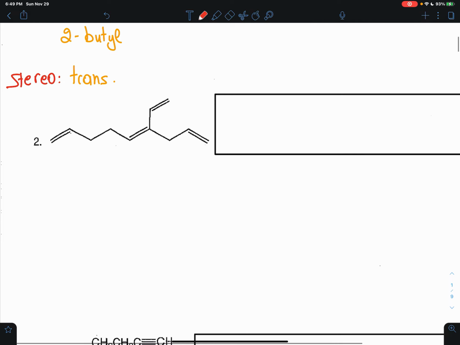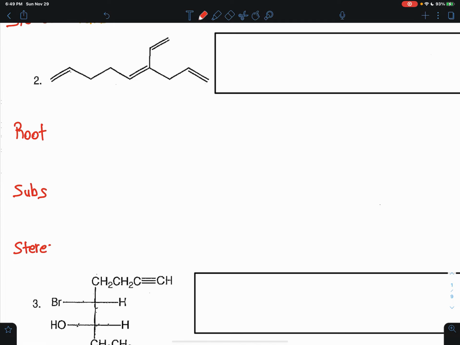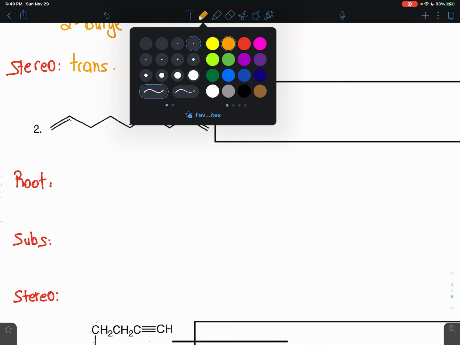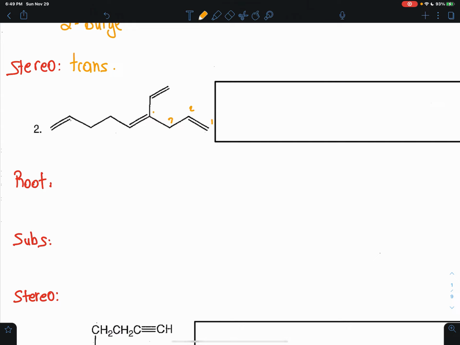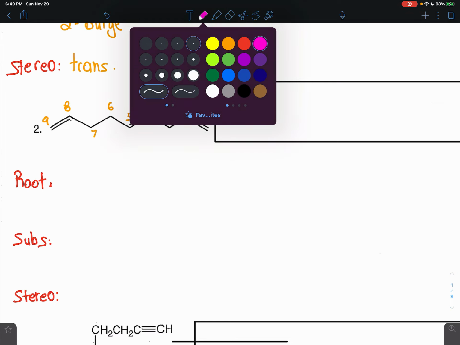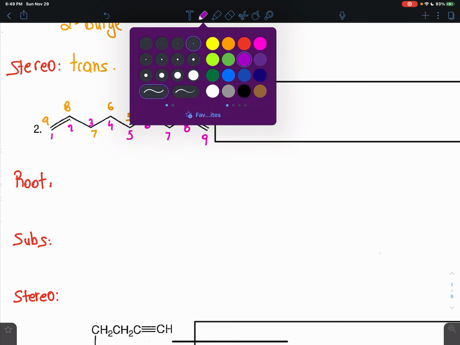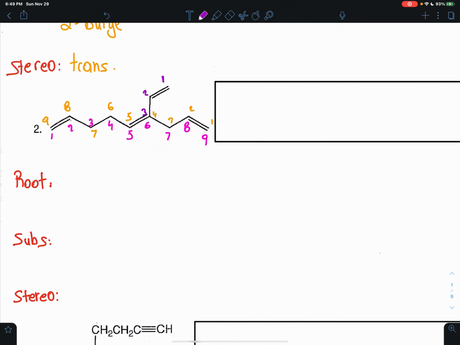So anyways, again, let's do the same method. Start by root, and then subs, and stereo. So for the root, you can either start counting from, I'm gonna start with orange. 1, 2, 3, 4, 5, 6, 7, 8, 9. You can also count in the pink method, which is the other way around. So you can start 1, 2, 3, 4, 5, 6, 7, 8, and 9.